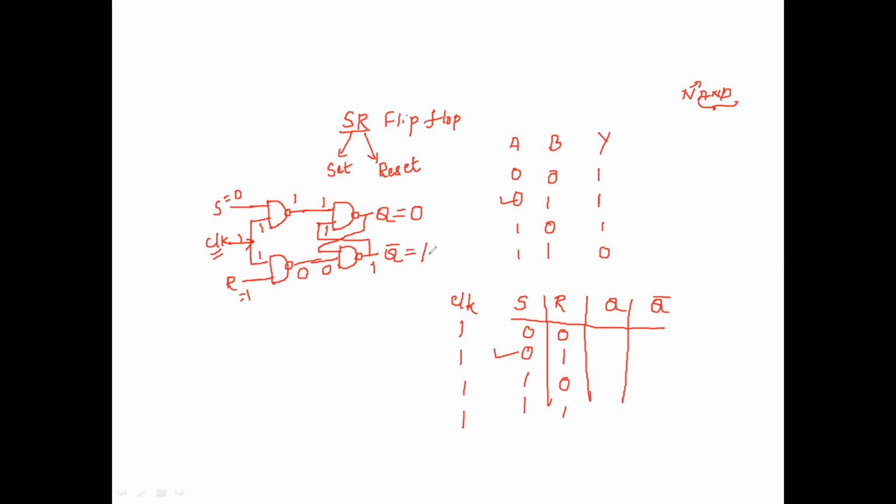Q bar is 1. So when S is equal to 0 and R is equal to 1, what output am I getting? I am getting Q equal to 0 and Q bar equal to 1.